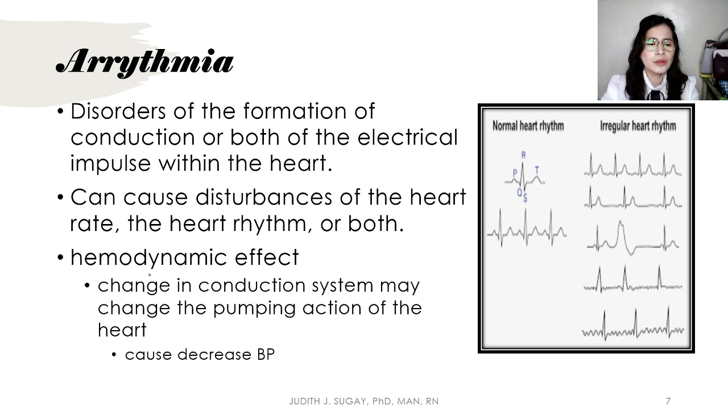So what do we mean now by arrhythmia? Arrhythmia is a disorder of the formation, conduction, or both, of the electrical impulse within the heart. This can cause disturbances of the heart, particularly in its heart rate and heart rhythm. Remember when we say irregular, regular, or even both.